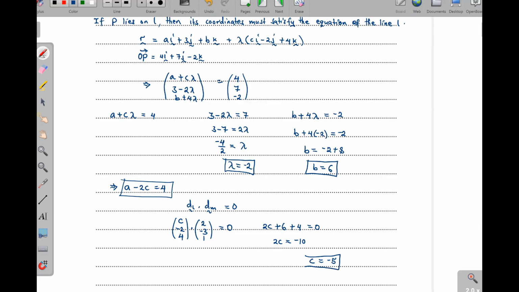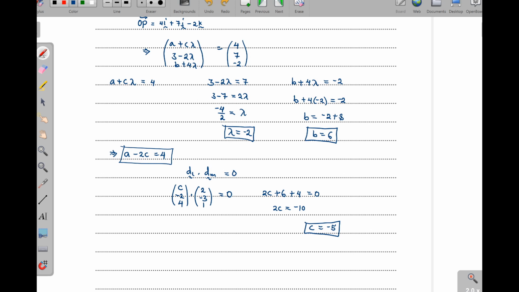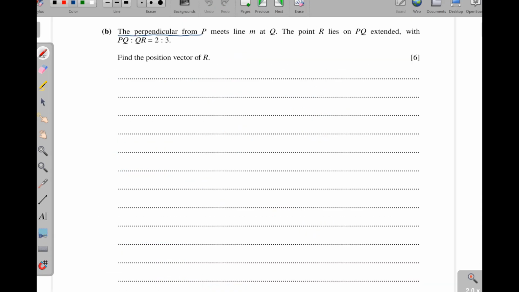Now we come back to this equation here because we have gotten the value of C. So we shall have A minus 2 times negative 5. This one is equal to 4. This is A plus 10. Now that means when 10 comes this side, it will be a negative. 4 minus 10 is another negative 6. So therefore the value of A is negative 6, the value of B is 6, and the value of C is what? Negative 5.